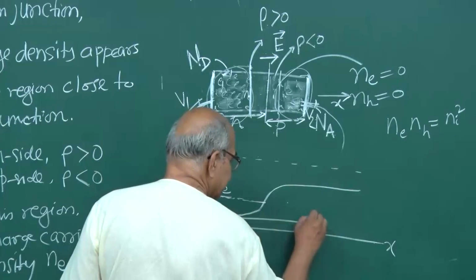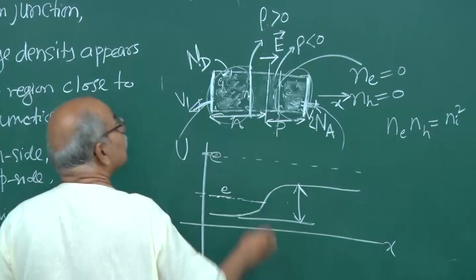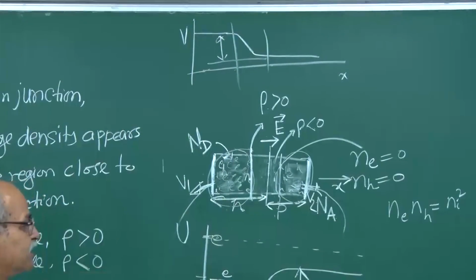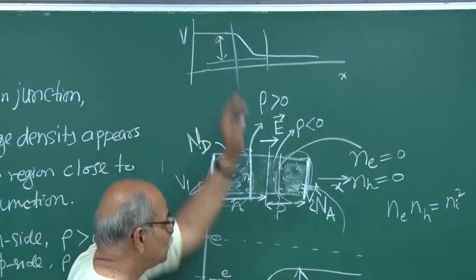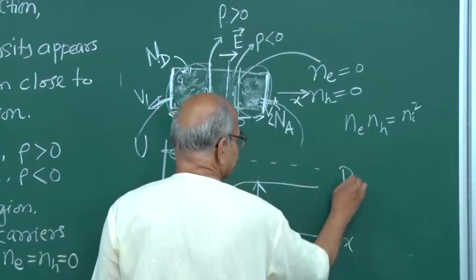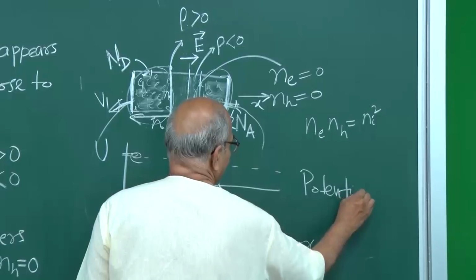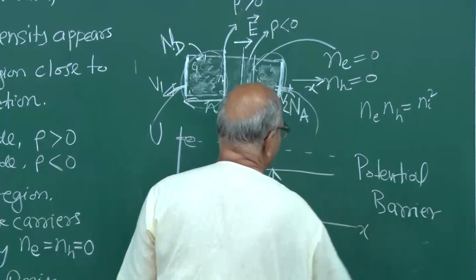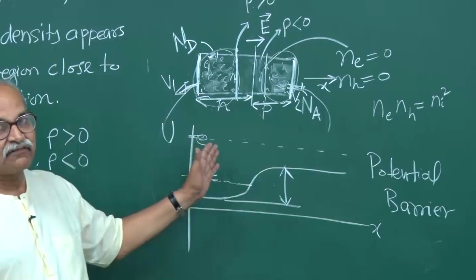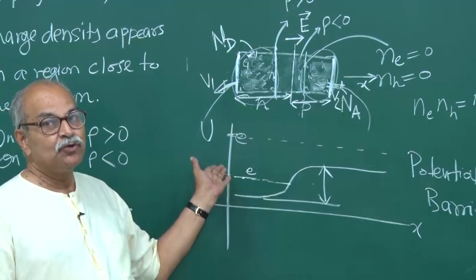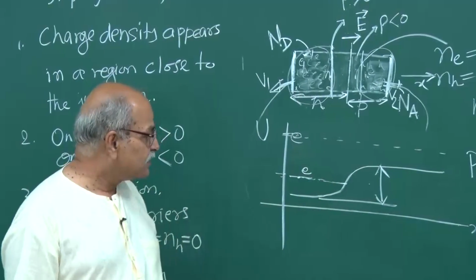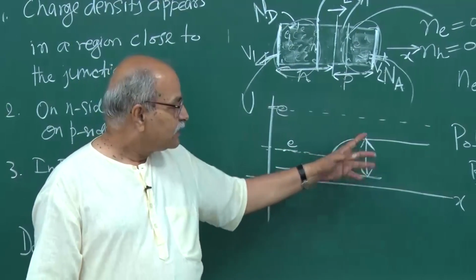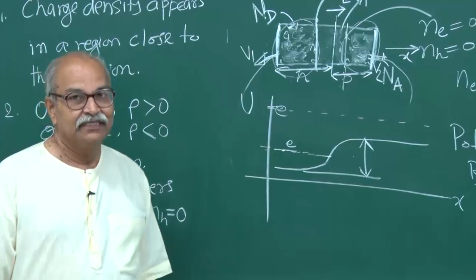So this height, this difference, is the same as this difference. The units are different: this is voltage, this is energy. This difference is known as the potential barrier. It opposes the diffusion of electrons from the n type side to the p type side. So in our next lecture, we will derive the relation between this potential barrier and other parameters of this p-n junction.